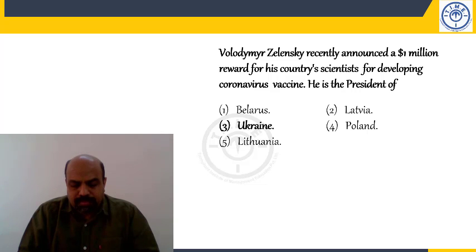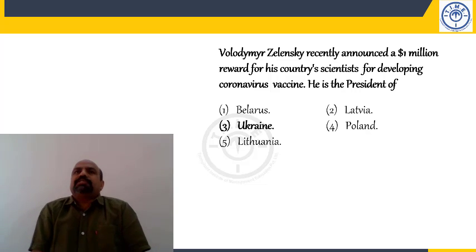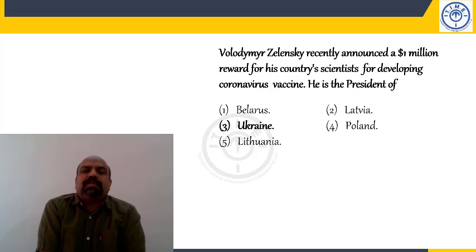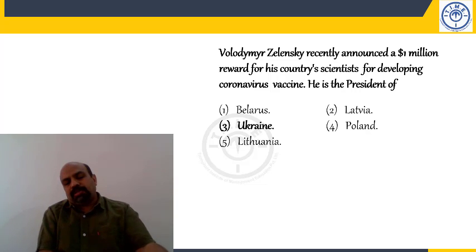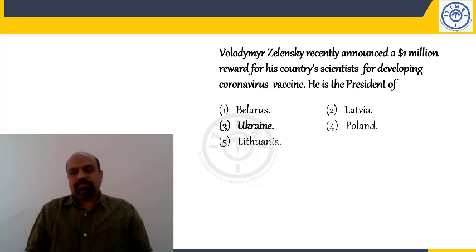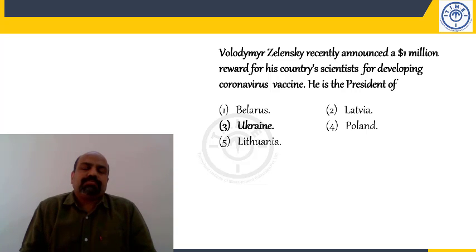Dash. The president is a dictator named Alexander Lukashenko. Alexander Lukashenko.